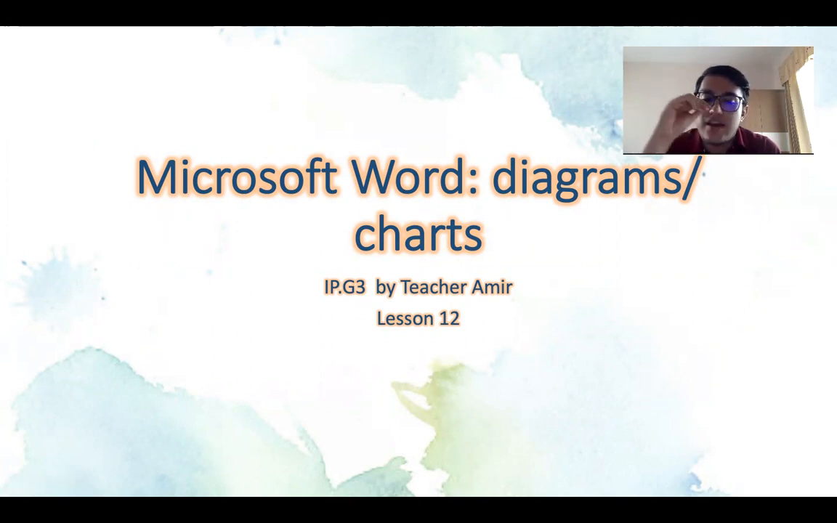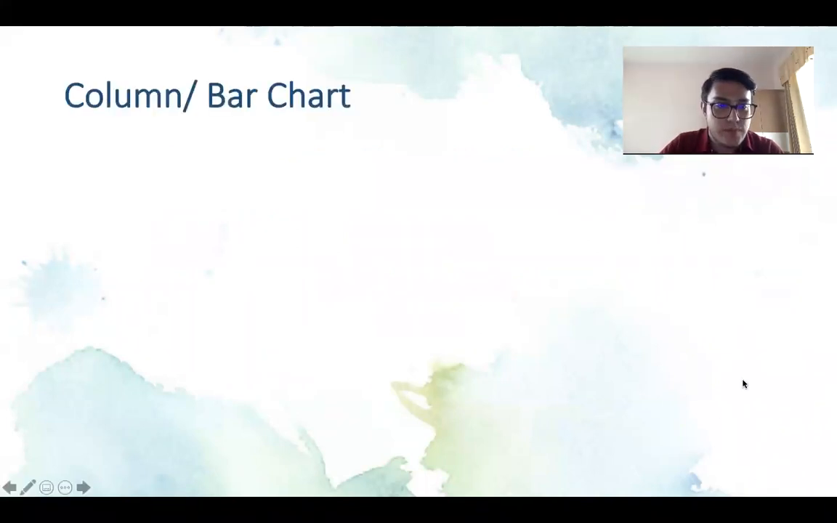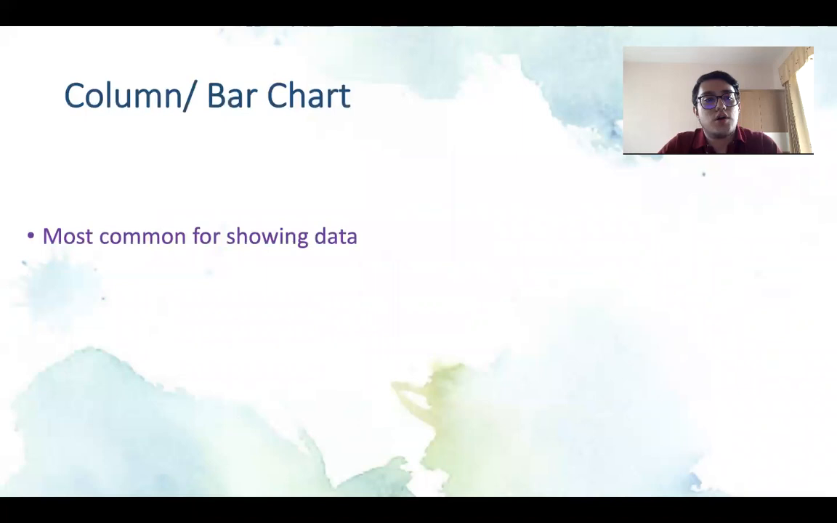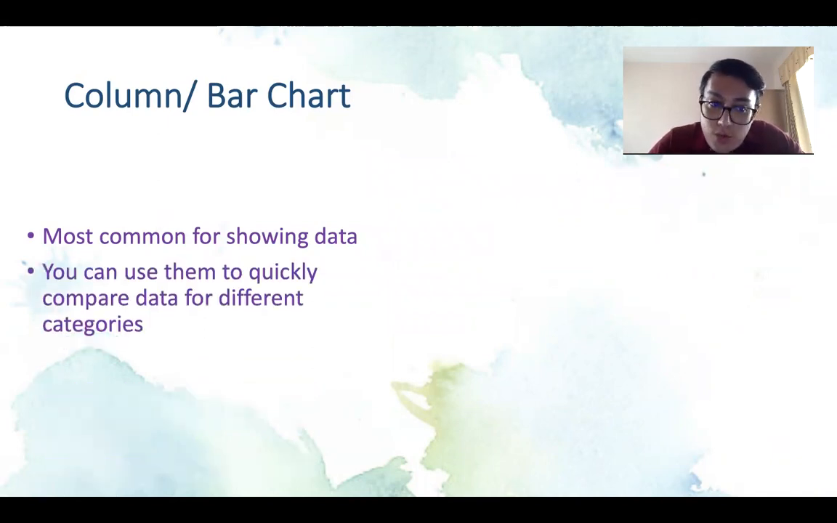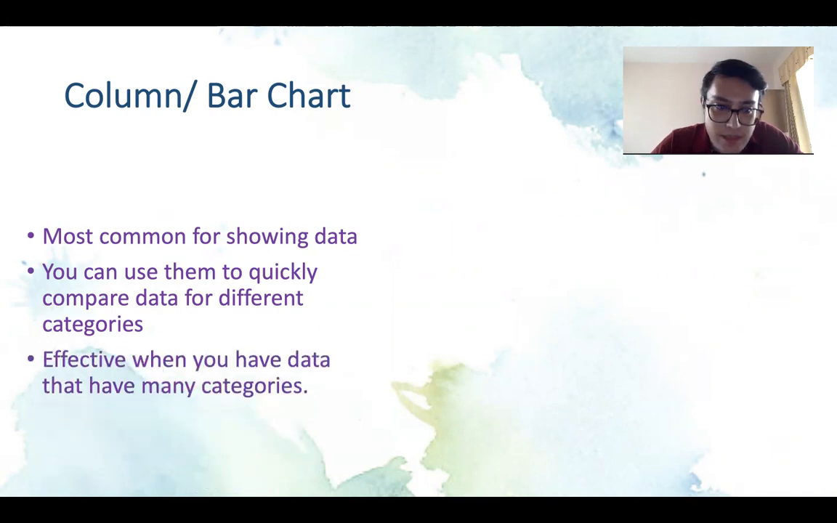Today, we are talking about Microsoft Word and diagrams and charts. This is our lesson number 12, and let's get right into it. So first, we are talking about column and bar chart, which was the most common for showing data. You can use them to quickly compare data for different categories.